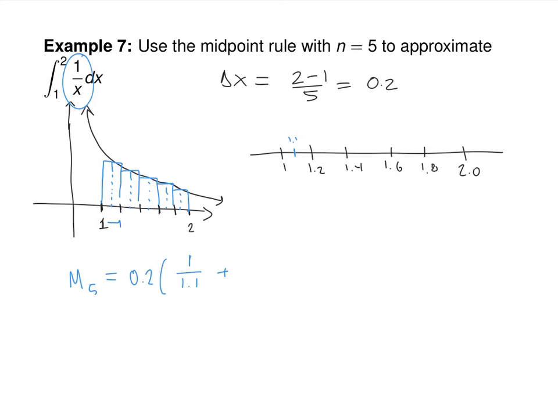What's next? 1 over 1.3, 1 over 1.5, right? 1 over 1.7, and then 1 over 1.9, right? So you take your intervals and plug in all those middle points. And then if you use a calculator, it's approximately 0.692.